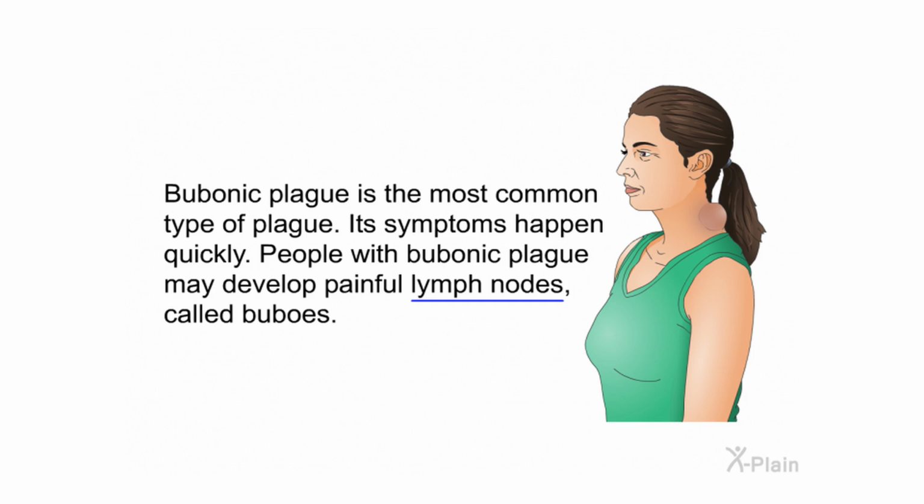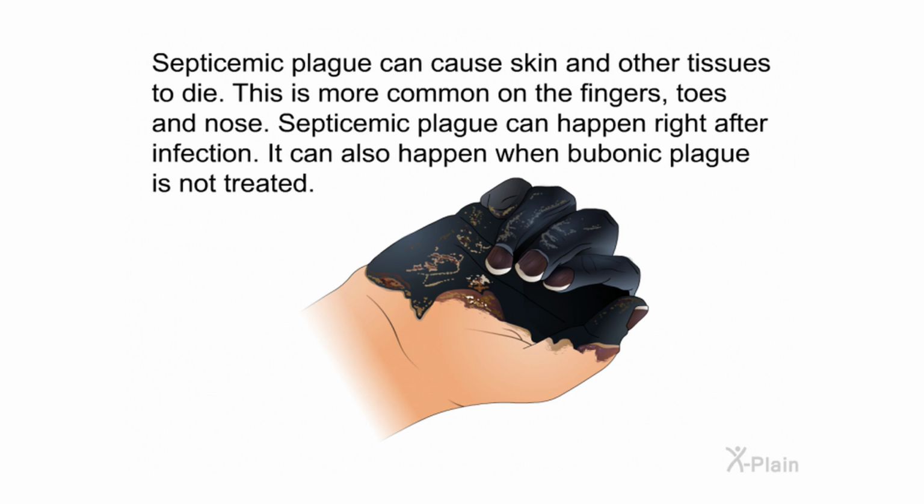Bubonic plague is the most common type of plague. Its symptoms happen quickly. People with bubonic plague may develop painful lymph nodes called buboes. Septicemic plague can cause skin and other tissues to die. This is more common on the fingers, toes, and nose. Septicemic plague can happen right after infection. It can also happen when bubonic plague is not treated.